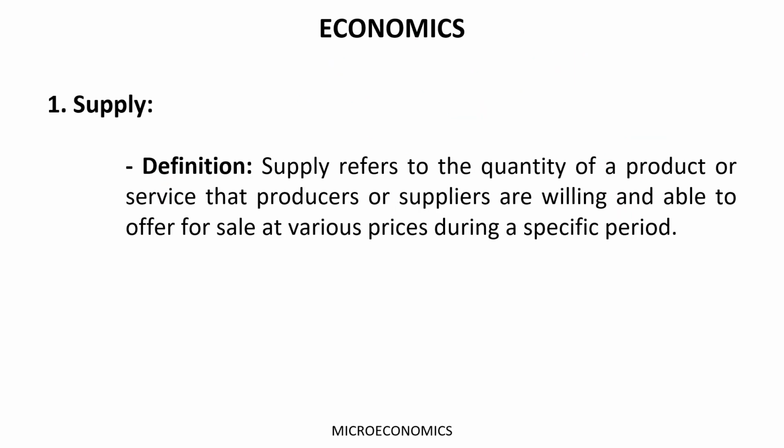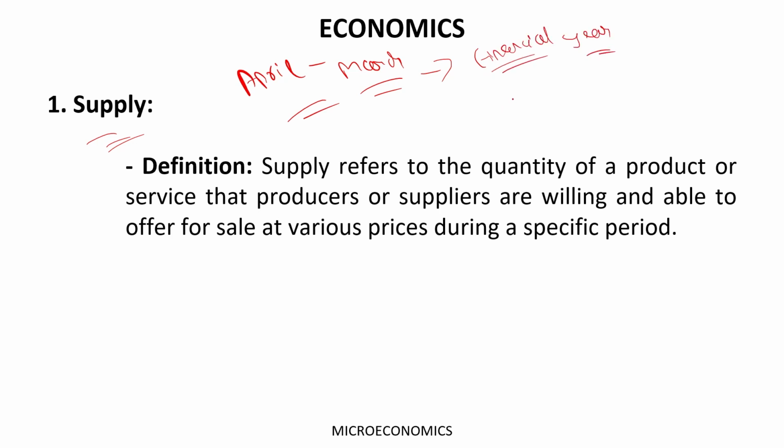Got it? Thereafter, in detail, what do you mean by supply? Supply refers to the quantity of a product or service that producers or suppliers are willing and able to offer for sale at various prices during a specific period of time. Basically, you can say April to March. What is this? I had told you in the previous lecture, this is the financial year.